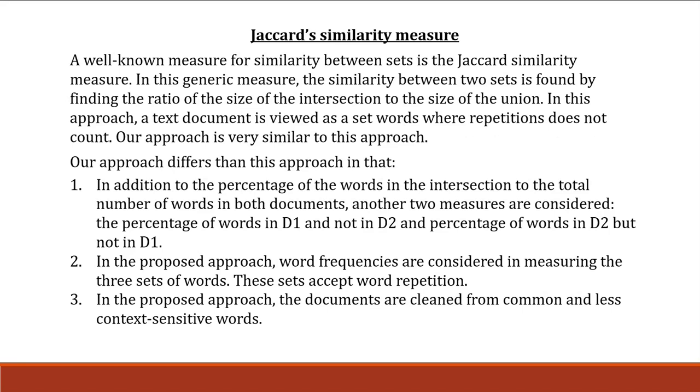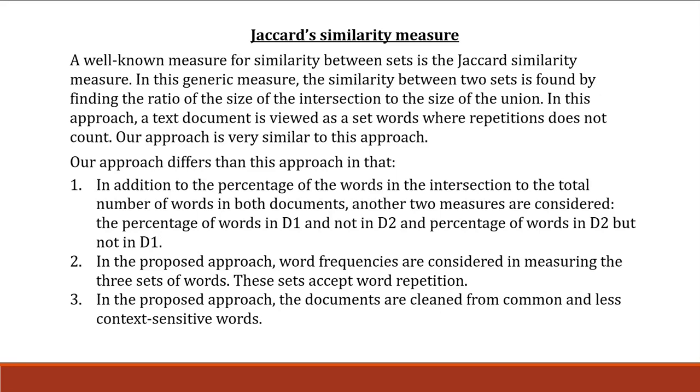So, the Jaccard similarity measure is a well-known measure for similarity between sets, and in this generic measure, the similarity between two sets is found by finding the ratio of the size of the intersection to the size of the union. In this approach, a text document is viewed as a set of words where repetitions do not count. Our approach is very similar to this approach.